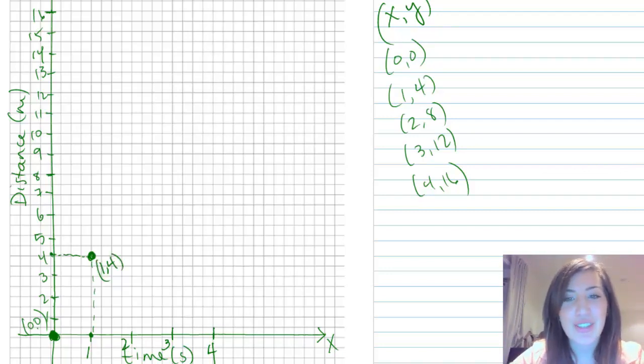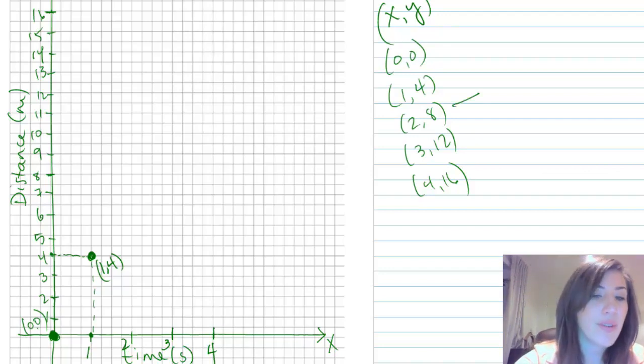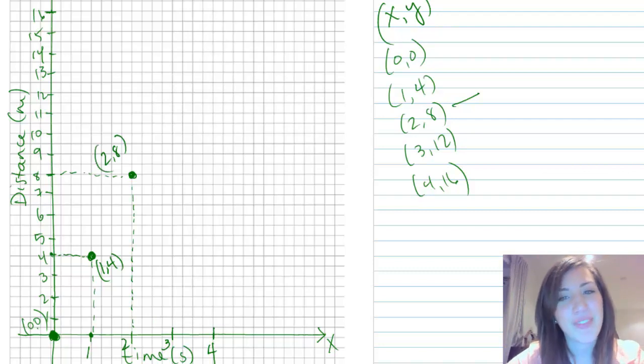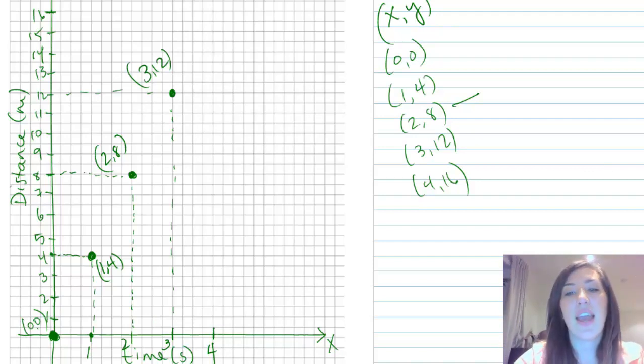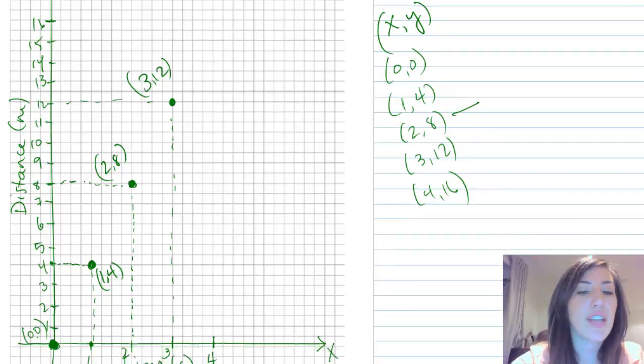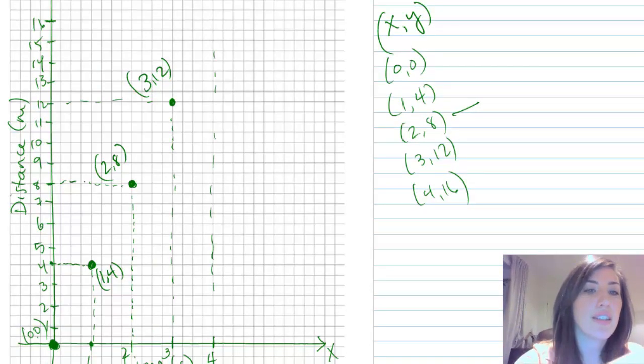All right, now let's look at the 2 and the 8 and find where they connect. 2 goes up and 8 goes across, and so they meet right there. So this is our 2, 8 point. Now for the 3, 12, let's go up the 3 and find where it meets the 12, and that should be right there, 3, 12, and we're going to label it. And finally, 4, 16, 4 goes up and 16 goes across. So they're going to meet right there, 4, 16.